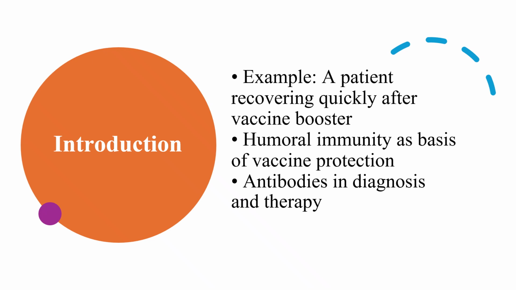So imagine a patient who receives a tetanus booster after many years. Within days, antibody levels skyrocket. Why so fast? It's because humoral immunity remembers. This branch of adaptive immunity forms the basis for all major vaccines, drives many diagnostic tests like ELISA, and powers therapeutic monoclonal antibodies. Understanding it is vital for linking physiology to real-world applications.